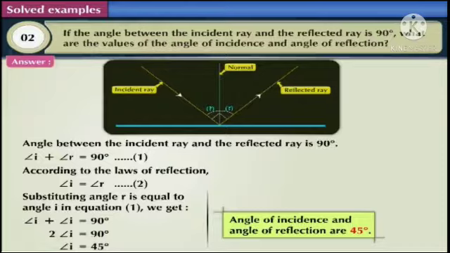Now according to the law of reflection, angle I is equal to angle R. Assume that this is the second equation. Now substitute angle R is equal to angle I in equation 1. We get angle I plus angle I is equal to 90 degree, that is 2I is equal to 90 degree, that is angle I is equal to 45 degree. Therefore angle of incidence and angle of reflection are 45 degree.